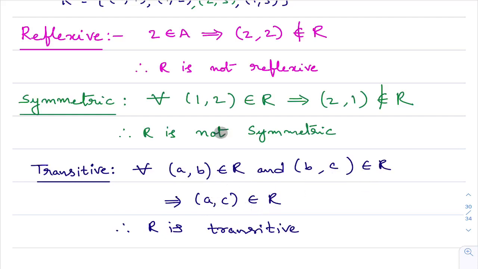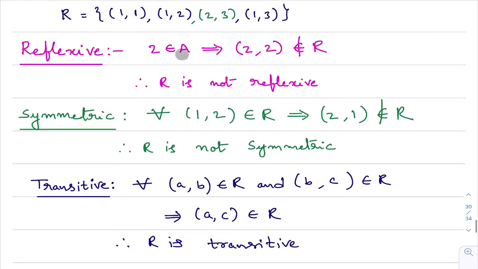How do you know this? Just now we checked. Just now I checked, a total of 3 cases arose. In all 3 cases A comma C belongs to this relation only. That's why the relation is transitive. You identify here, when the relation is transitive, you have to write the answer carefully.